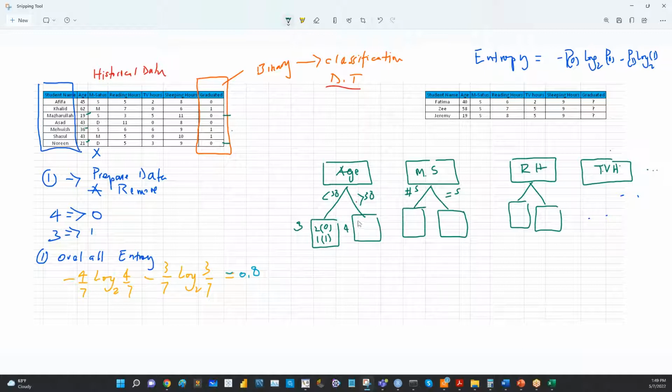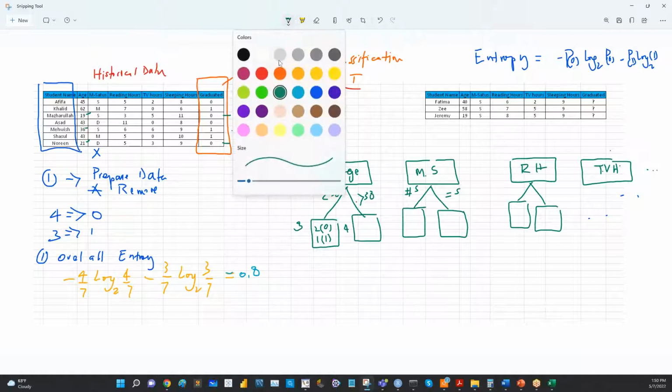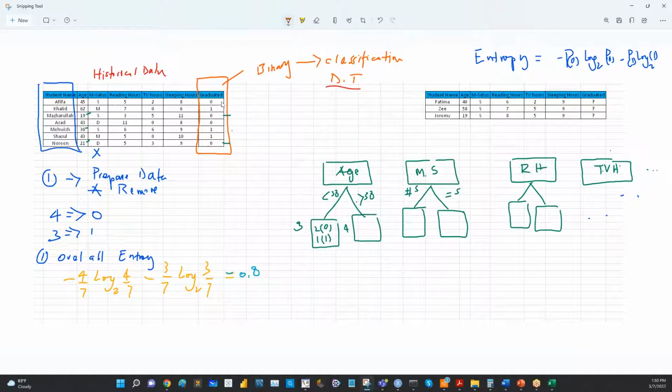And on the other side, how many zeros and how many ones? We got 4. We got 2 zeros, and of course, 2 ones.